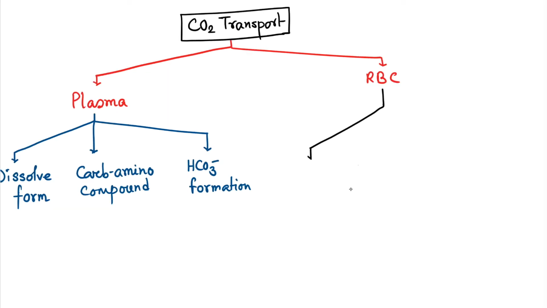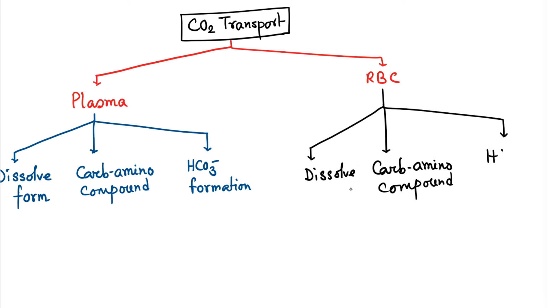Similarly, inside the RBC, all these three forms will be seen. That is the dissolved form, carbamino compound, and third, bicarbonate formation. Okay.